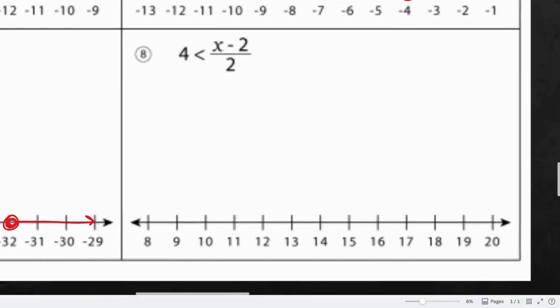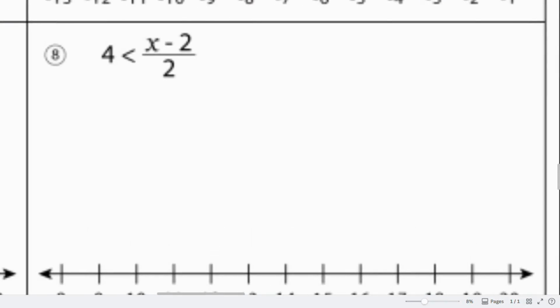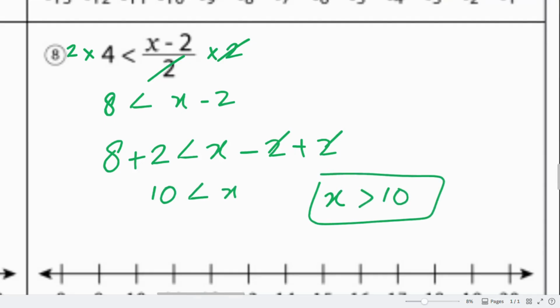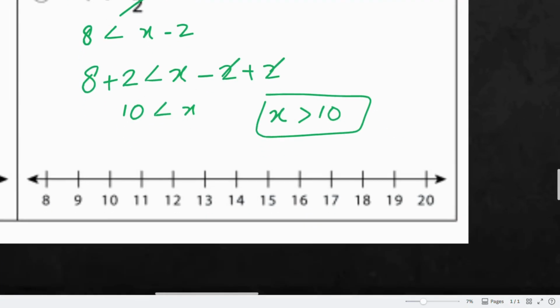After that I have question number 8 with me, and I need to solve this one real quick. So in order to get this x, the first thing that I will do is multiply with this 2 on both sides. Alright, and it will become 8 is less than x minus 2, because this 2 will get cancelled out with this 2. After that I will add 2 on both sides, because I need to get this negative 2 cancelled. They will cancel out, and I will get 10 is less than x, and it can also be represented as x is greater than 10. This is the answer for this inequality, and if I need to graph it, I will graph it that way. Open circle on 10, and it will be pointing in this direction.